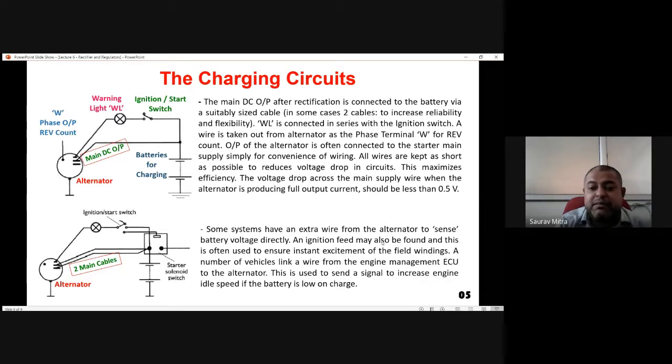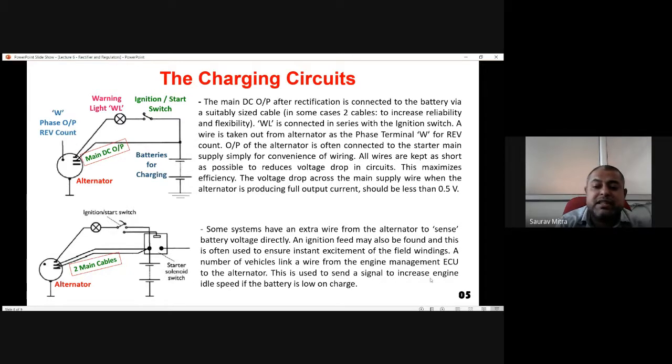An ignition feed may also be found in this, often used to ensure the instant excitation of the field windings. So this is actually measuring the field current. Okay, so somehow by an indirect method, this line is measuring the field current. A number of vehicles link a wire from the engine management ECU to the alternator.